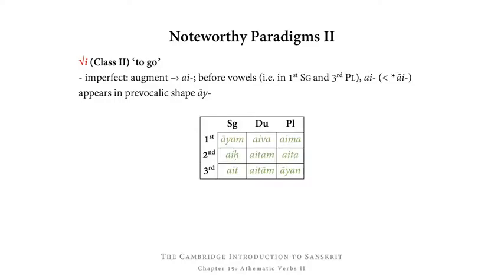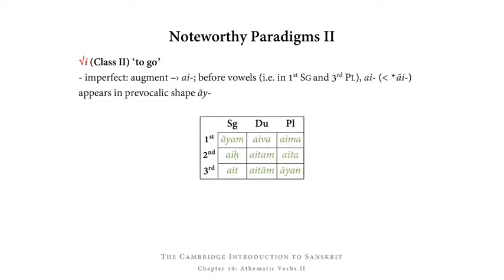Coming up next is I, which is also class 2 and which means to go. And this verb has the same stem throughout the imperfect, and that stem is I. Now I is the augment plus the stem. So instead of E, we have I. But remember, I is a complex vowel that originally was I. Again, on complex vowels, go back to chapter 2 of the book.